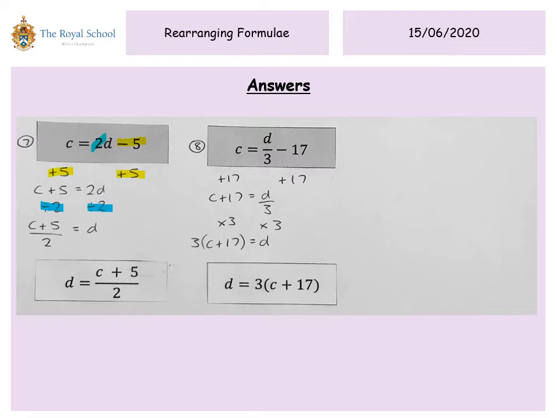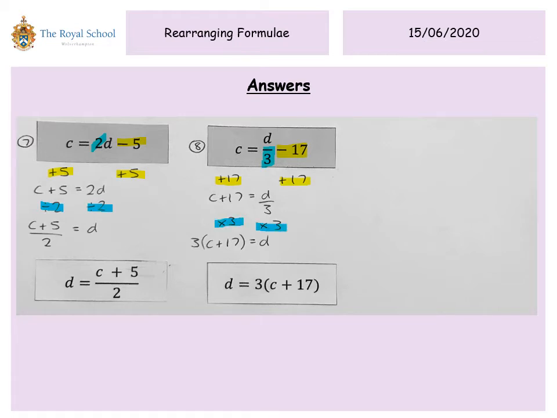And the last one, what order did things happen in? Well, first D has been divided by 3, and secondly we've taken away our 17. So let's reverse the BIDMAS order. We're going to get rid of the take away 17 by adding 17, and then we're going to get rid of the divide by 3 by timesing by 3.